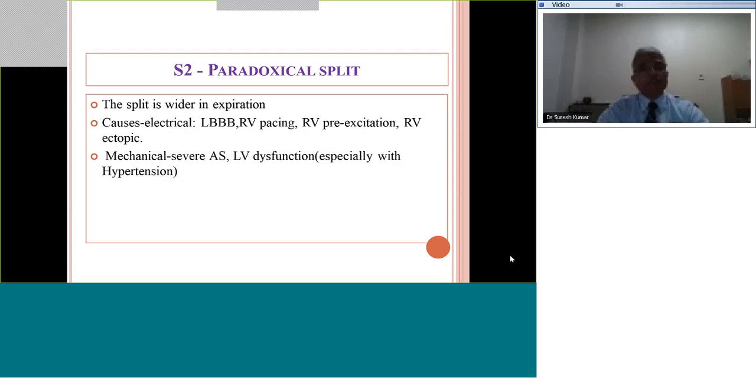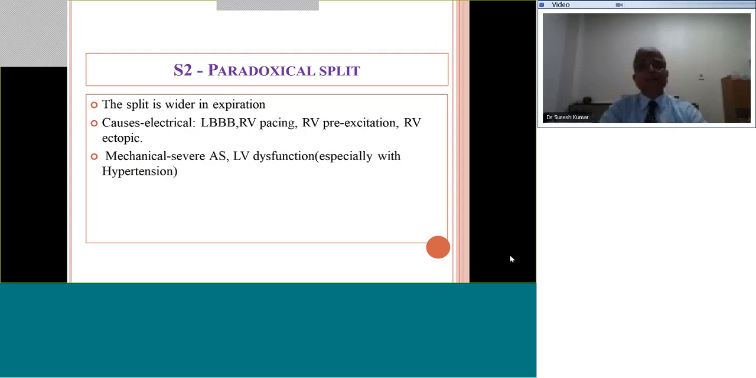You now hear the word paradoxical split. Paradoxical split is a term that you use when the split is wider in expiration. When you hear the second sound, you hear the split, but have your hand on the child's abdomen in quiet respiration, and you realize that when you are hearing the split, the child is not in inspiration but in expiration.